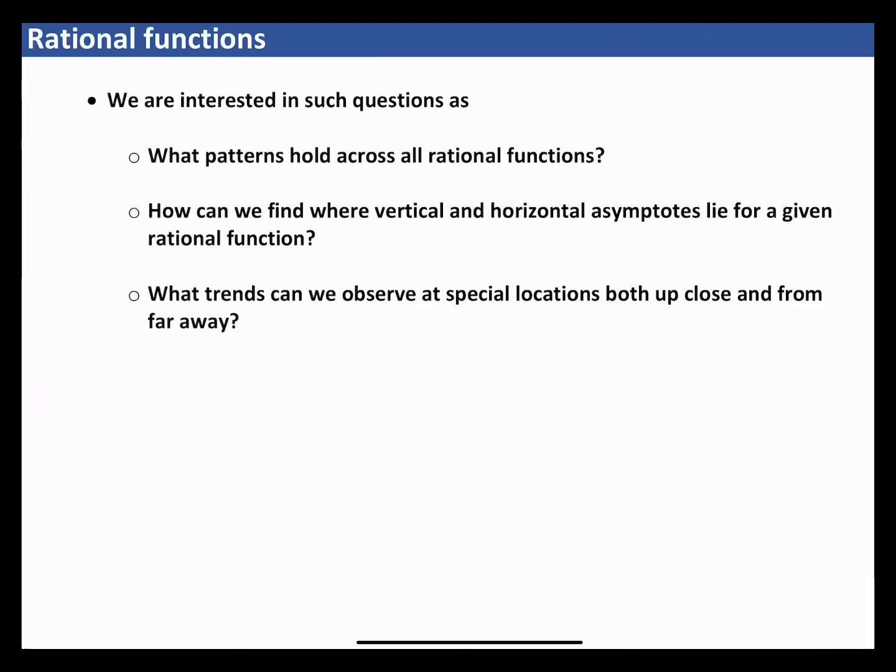Like we've done for any family of functions that we've studied so far, for rational functions, we are interested in such questions as what patterns hold across all rational functions, how can we find where vertical and horizontal asymptotes lie for a given rational function, and what trends can we observe at special locations, both up close and from far away.